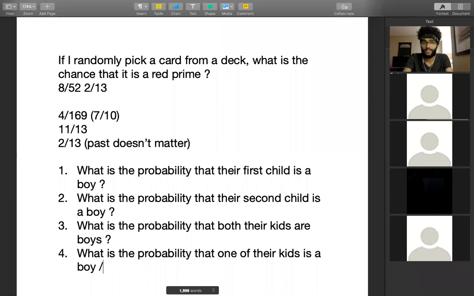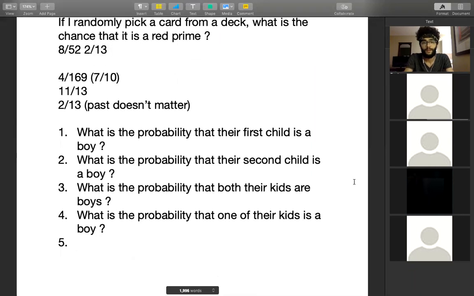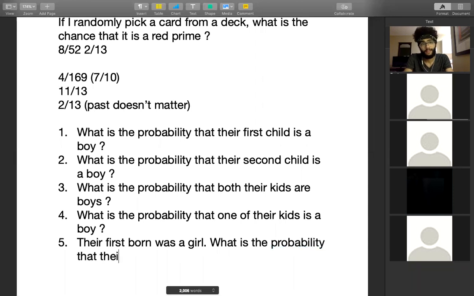And now the fifth question is actually not asked on the day of the marriage, it's asked a little bit later. They had their firstborn, let's say their firstborn was a girl. What is the probability that their second-born is also a girl?